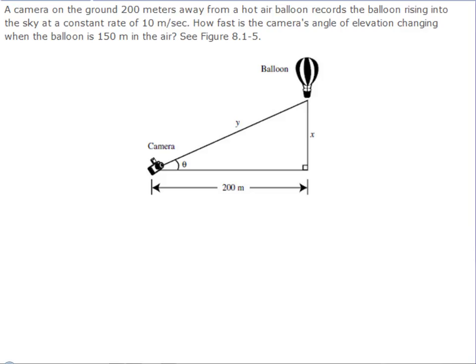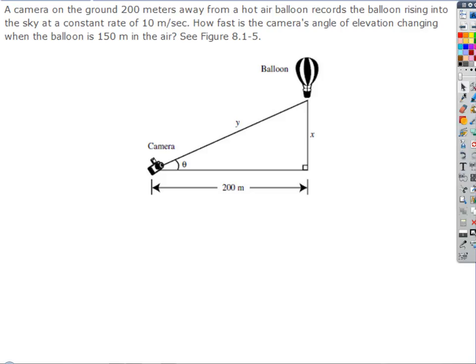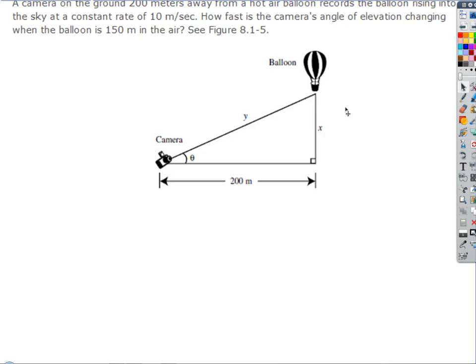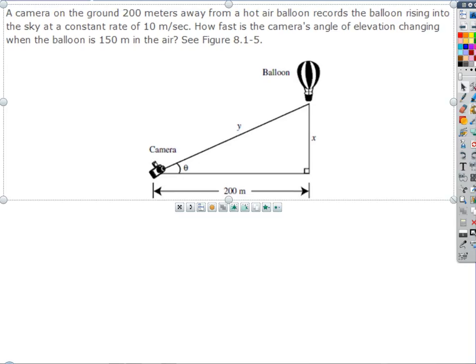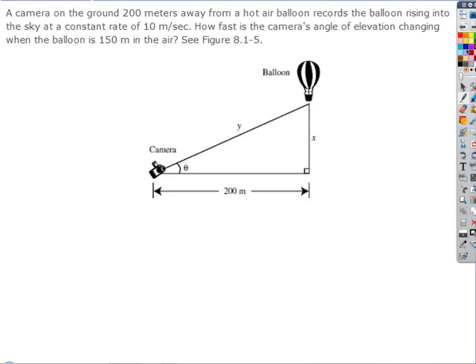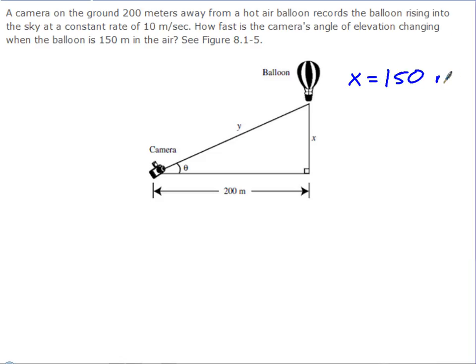So what do we know? Okay, x is 150. Good. x is 150 meters. Good. What else? So that took care of this one, right? That number.